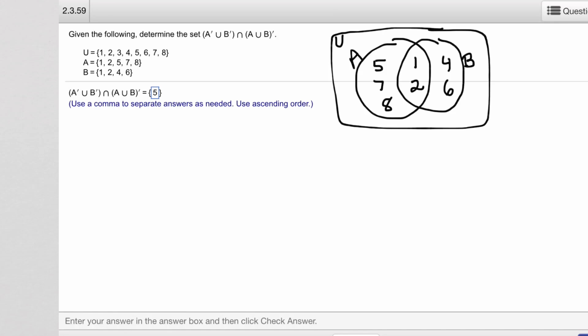And are there any elements that we haven't written down yet? Well, there's just the 3. So the 3 doesn't belong in either set A or set B, and I put it out here.